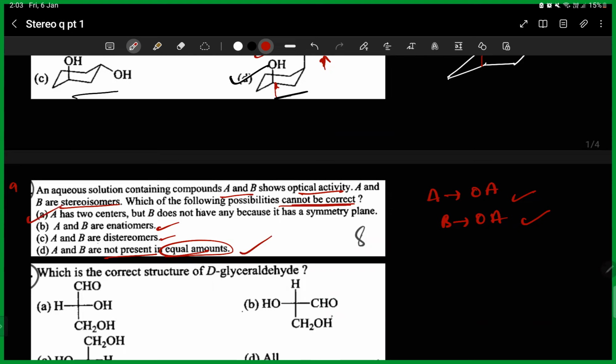Why? A has two centers, but B does not have any because it has a symmetry plane. When it has a symmetry plane, it will be optically inactive. But in the question they are telling us B should be optically active. So A should be incorrect. So option A is incorrect.